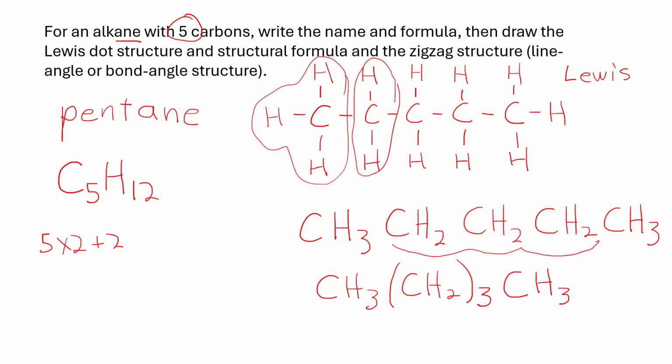And then last but not least, we're asked for the zigzag structure. When you draw a zigzag structure, the endpoint of each line segment indicates a carbon.